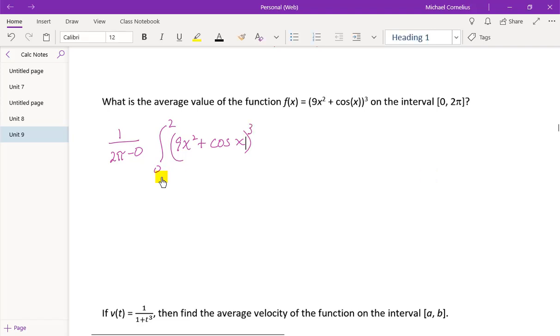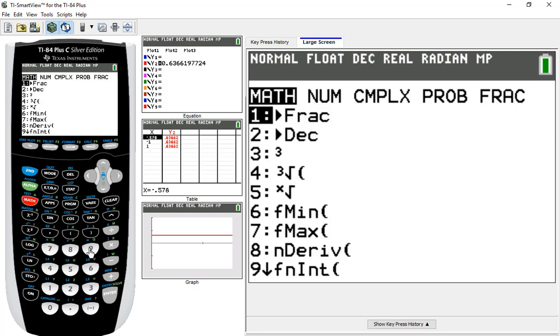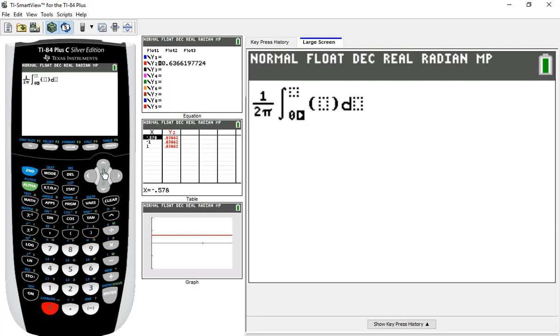All right? So now we're going to take this, pop it in our calculator. So we'll come back over here. I want to remember my fraction, so that's going to be 1 over 2 pi. So we'll pop that in there, and then get out of there, and we'll go to our integral, math 9 again, and we're going from 0 to 2 pi. Oops, forgot my 2. Oh, crud, come on.